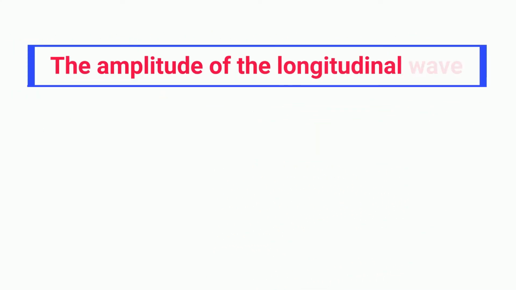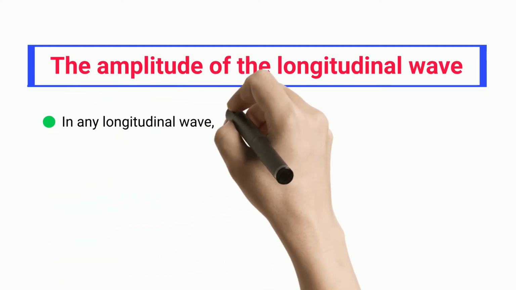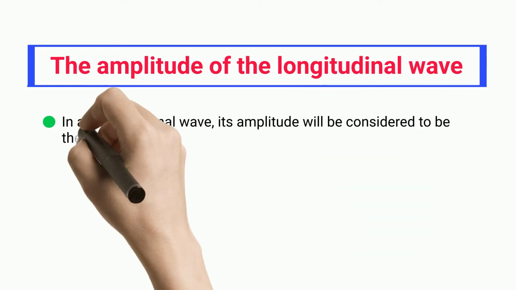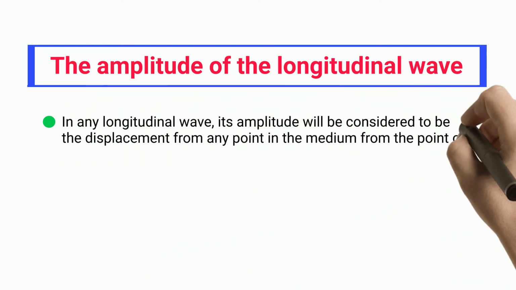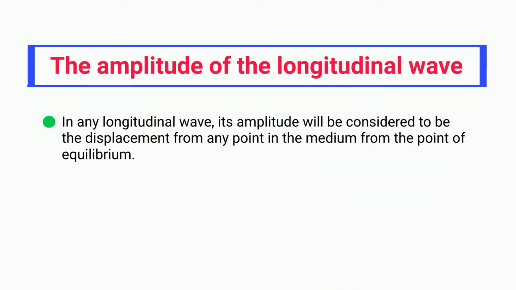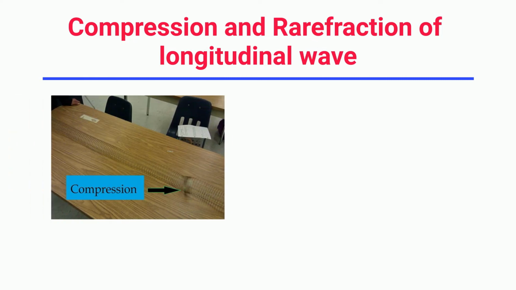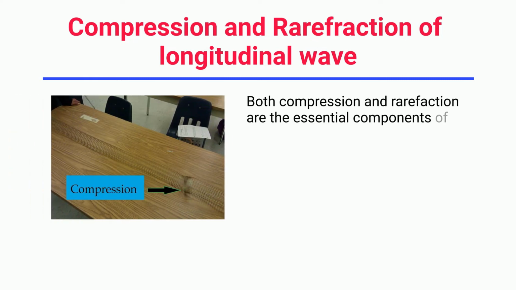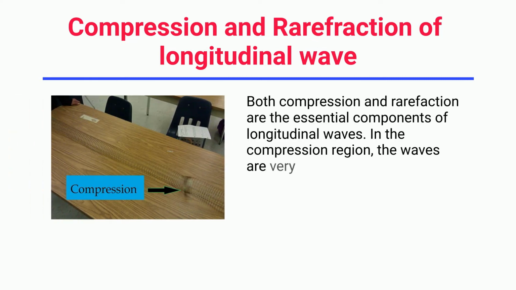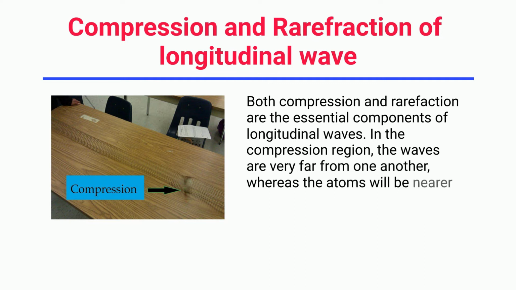The amplitude of the longitudinal wave. In any longitudinal wave, its amplitude will be considered to be the displacement of any point in the medium from the point of equilibrium. Compression and rarefaction of longitudinal wave. Both compression and rarefaction are the essential components of longitudinal waves. In the rarefaction region, the particles are very far from one another, whereas the atoms will be nearer to one another in the compression region.